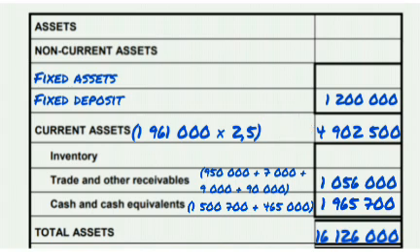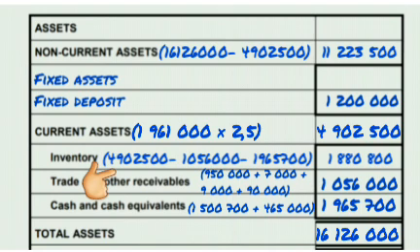4,902,500. And then my total assets is going to be the exact same amount as my total equity and liabilities. It's 16,126,000. So I have put those two amounts there. Now that I have my total assets and my total current assets, I can use my current assets to find my inventory amount. How do I do that? I take my current assets minus my trade and other receivables and minus my cash and cash equivalents is going to give me my inventory amount. It's a balancing figure and that's how balancing figures work. So I get inventory of 1,880,800.